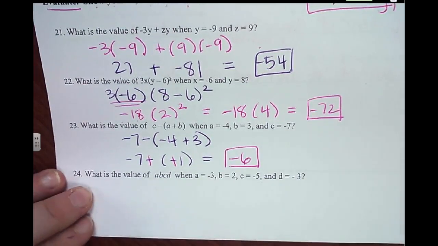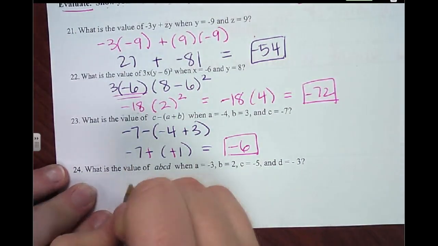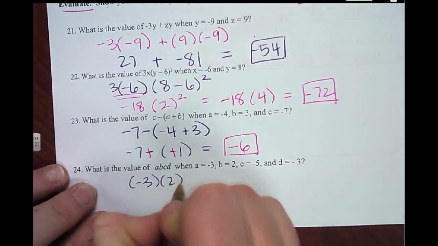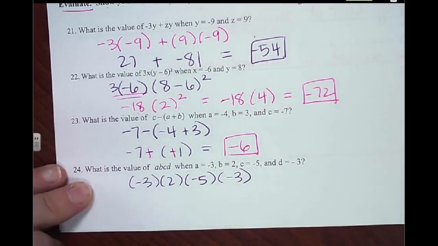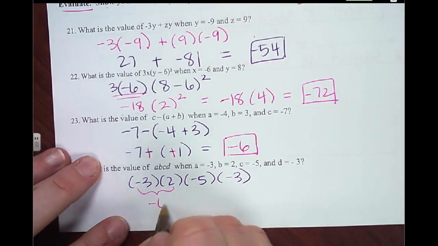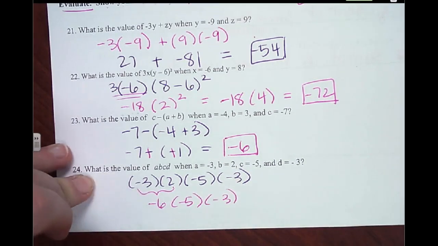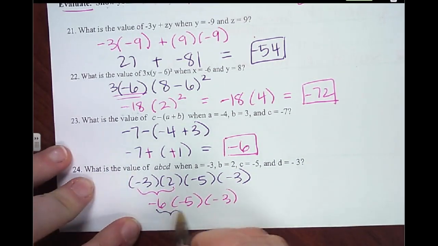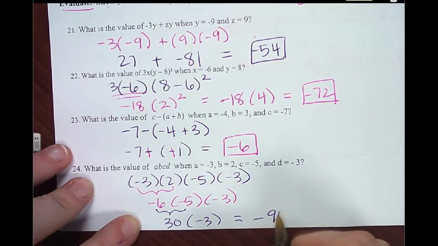And number 24, what's the value of A, B, C, and D? And it's all multiplied. So negative 3 times 2 times negative 5 times negative 3. Okay, so you just work from left to right. Negative 3 times 2 is negative 6. Negative 6 times negative 5 is positive 30. And positive 30 times negative 3 is negative 90.